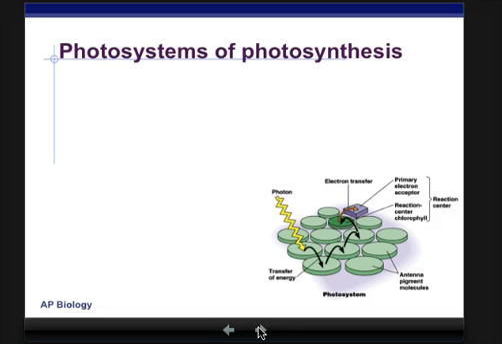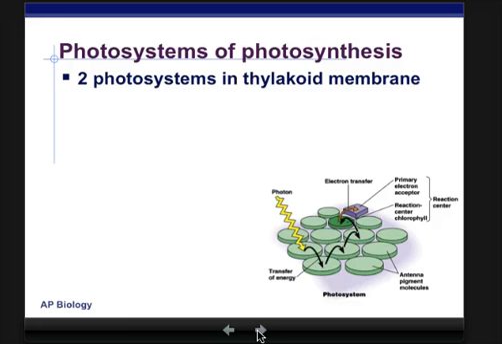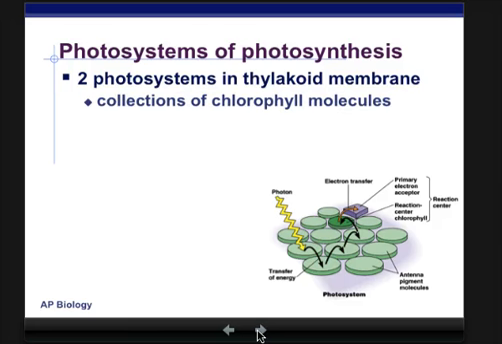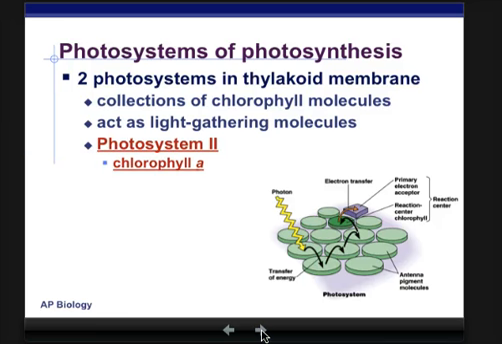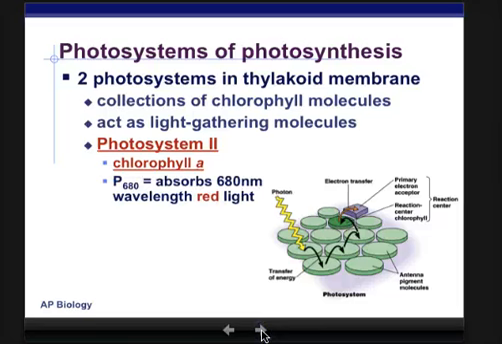All right, photosystems. Phew, let's talk about them. We've got two of them in the thylakoid membrane, and they are a collection of chlorophyll molecules. Of course, we already talked about that, and they act as light-gathering molecules. And the first one we're going to talk about is photosystem 2, because it was discovered second. It's got chlorophyll A, right, and P680, meaning absorbing 680 nanometers wavelengths of red light.